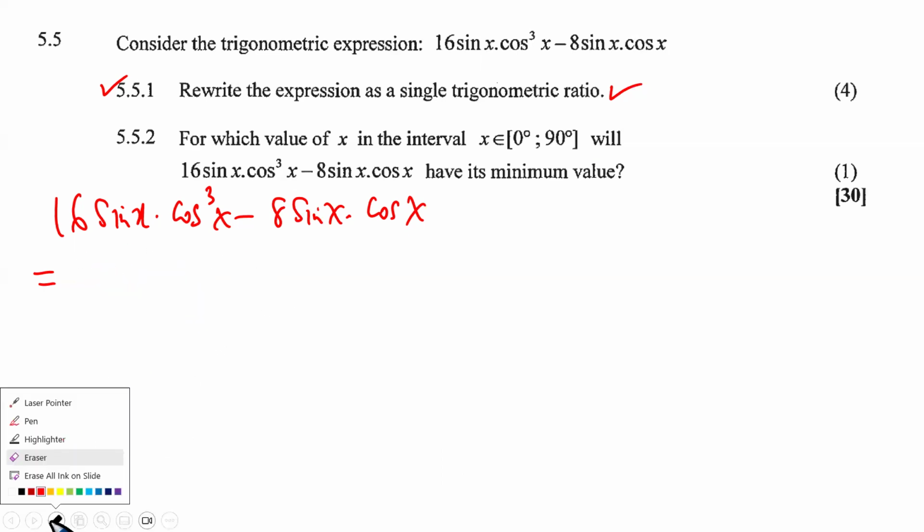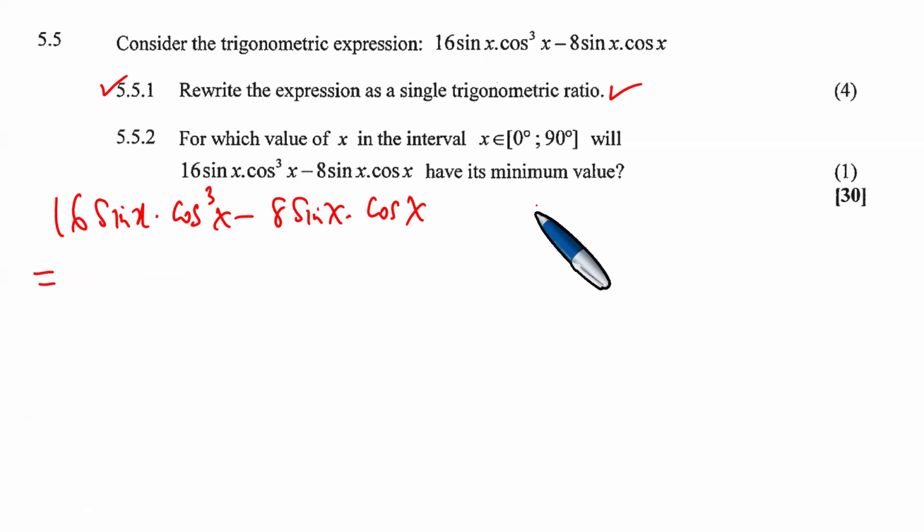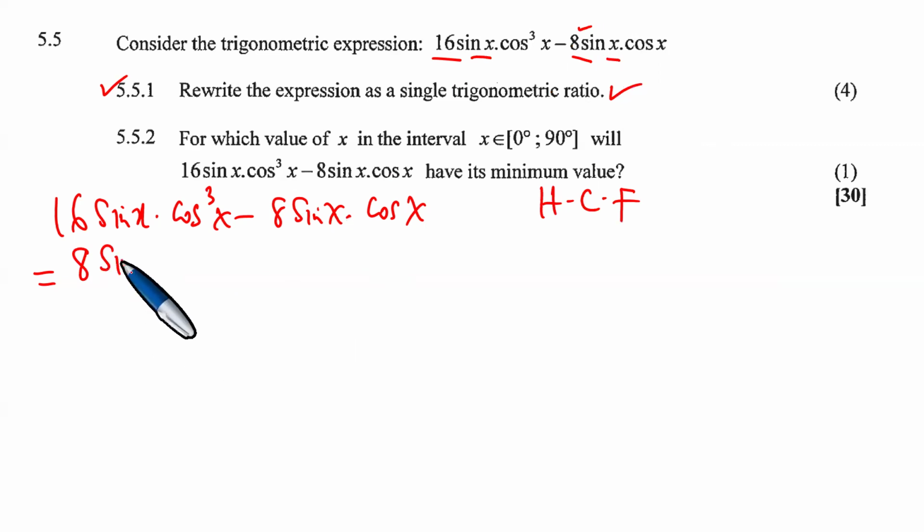First things first, we need to simplify this expression. We go to our old friend, the HCF, the highest common factor. What is the highest common factor of 16 and 8? The biggest one is 8. So we can take out 8. But now we need another common factor. We can see that sine x is also common, so we can take out sine x. We want the highest common factor of each of these expressions: there's cosine x and cosine cubed, so we can take out cosine x, like so.